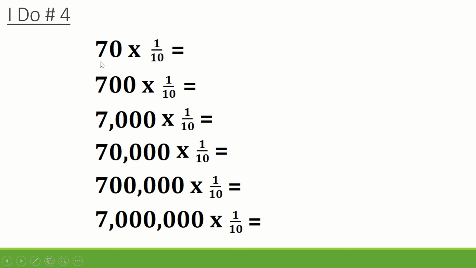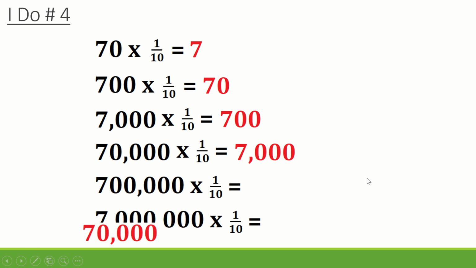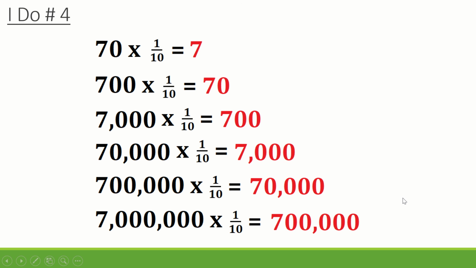Now, yesterday we worked also with identifying numbers that have a value that is 1/10 of a given number. So here we have 70 times 1/10. If I multiply 70 times 1/10, I will get 7. If I multiply 700 times 1/10, I get 70. 7,000 times 1/10, I get 700. 70,000 times 1/10, I get 7,000. 700,000 times 1/10, I get 70,000. And 7 million times 1/10, I get 700,000.